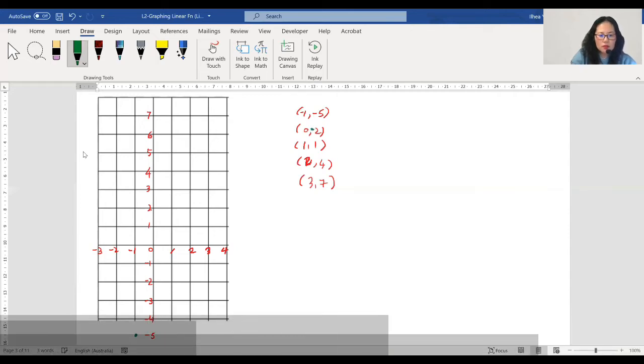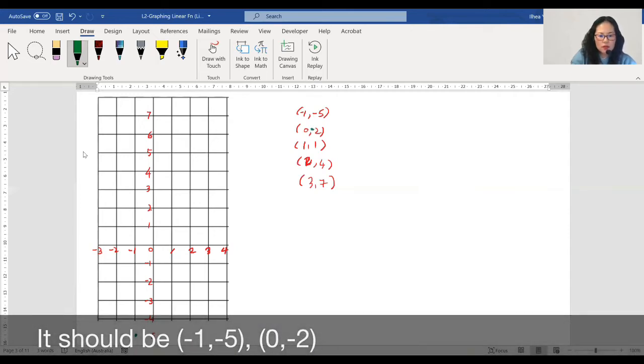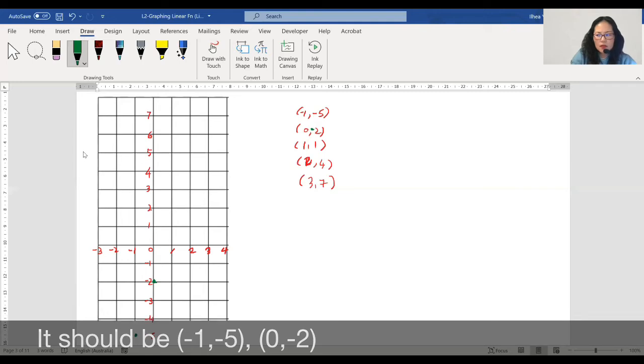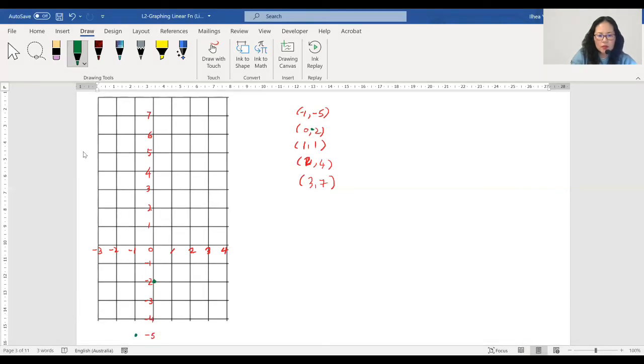Okay, -2. So 0 and -2 here. And then 1 and 1. I think 1 and 1 is correct. And then 2 and 4 is here. And 3 and 7 is right there. So when I sketch all that and join them, I'll show you the final product. But I want you to have a look at this.